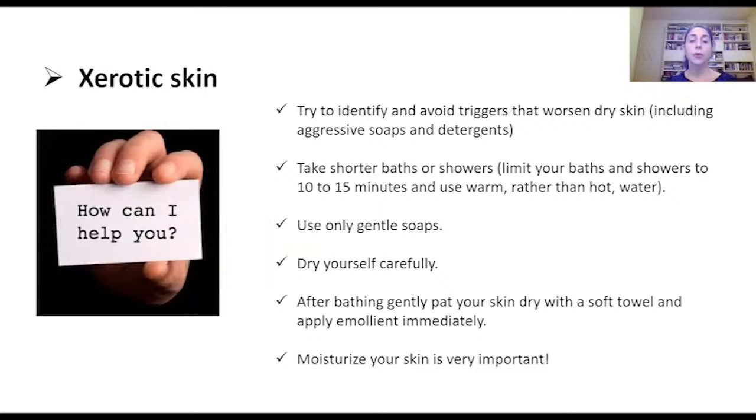What can we do for xerotic skin? We can improve xerotic skin by trying to identify and avoid triggers that worsen the dry skin, such as aggressive soaps and detergents. It's important to take shorter baths or showers and to use warm water rather than hot water. It's important to use only gentle soaps and to dry the skin carefully. And the most important thing is to apply emollients immediately after bathing.